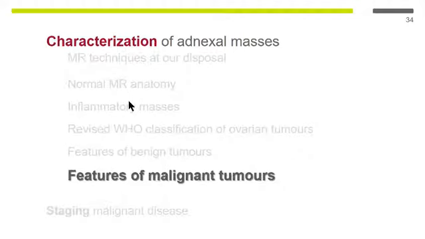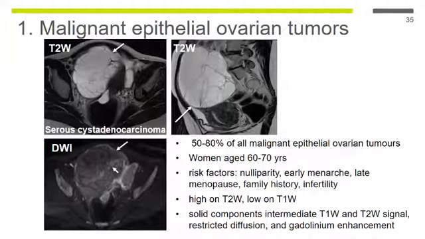So, malignant tumors, these are the ones obviously you don't want to miss, and the ones that you're unlikely to miss because they're so characteristic. They're often large masses, multiseptated, nodules and projections within them, diffusion restriction, as you see here.